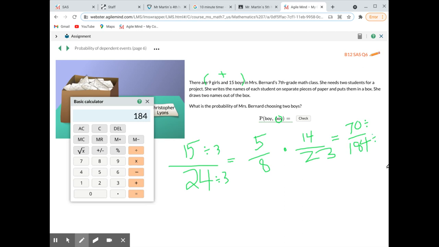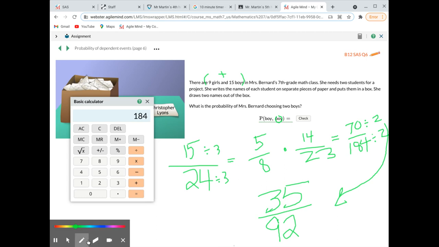70. Well, I tried it earlier and it's not divisible by it. By 2. It is divisible by 2. Good job. What is 70 divided by 2? 35. Good. And what's 184 divided by 2? 92. Yeah, good. 92, because 4 divided by 2 is 2 and 18 divided by 2 is 9.